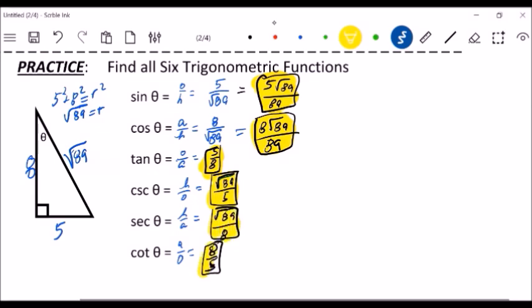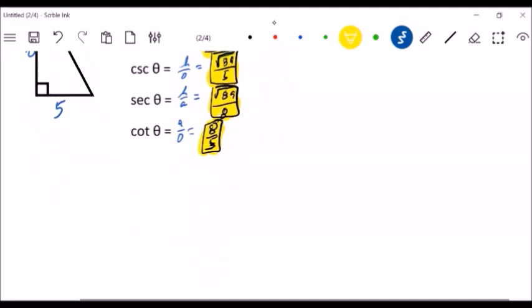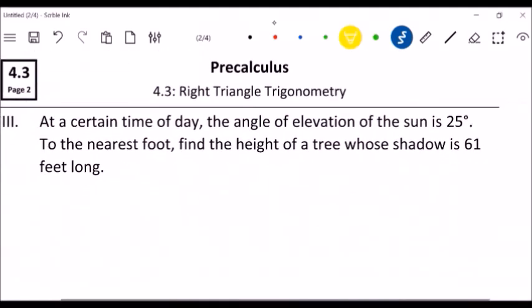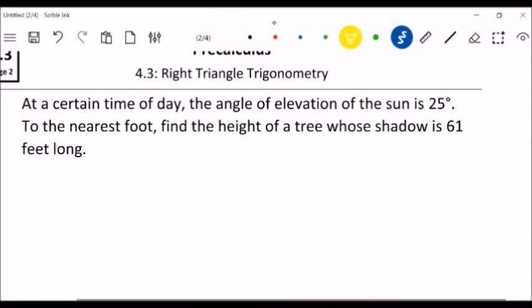Now, let's take a look at some of the traditional type of word problems that will help to use these at different times. Okay, let's see what they are. Here on the second page: at a certain time of day, the angle of elevation of the sun is 25 degrees. To the nearest foot, find the height of a tree whose shadow is 61 feet long. Now, let's draw this up. Here's the tree. Okay, we need to know what that height is.